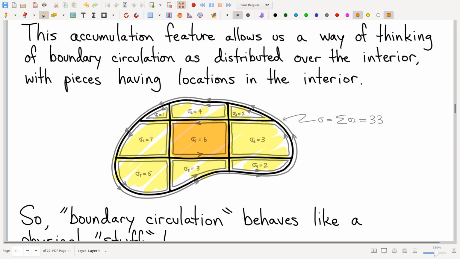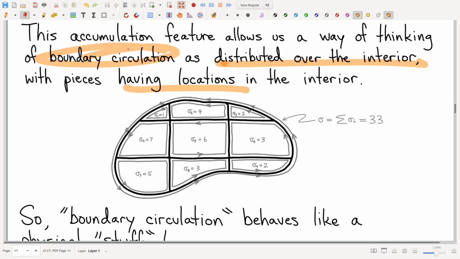So again, don't conflate where something is computed with what it's associated to, and you might say where you think of it as actually being. So I want to encourage the idea of thinking of boundary circulation as being in the interior. It's sort of distributed through the interior, and you can just measure it based on where you're measuring it.